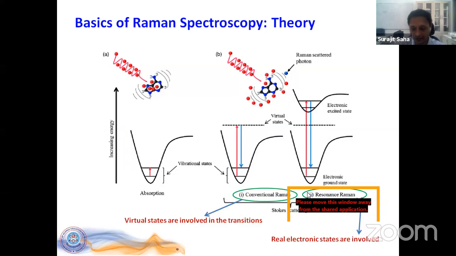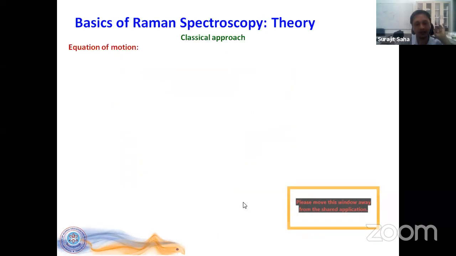And in the case of resonance Raman scattering, it's basically the real states that are involved in the transition. On the other hand, the conventional Raman, which is a non-resonant process, and often we see non-resonant Raman scattering processes. Here, there's a virtual state that is in place. Now, moving to the next slide.